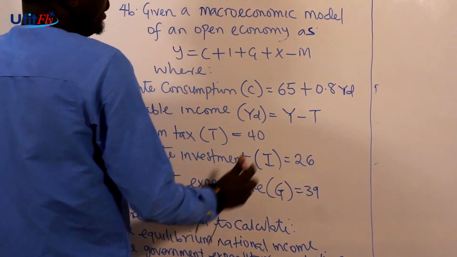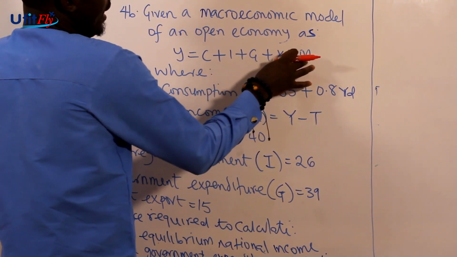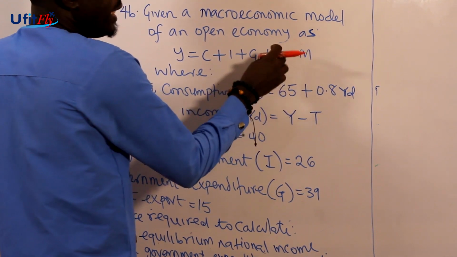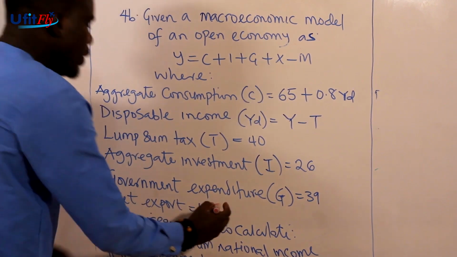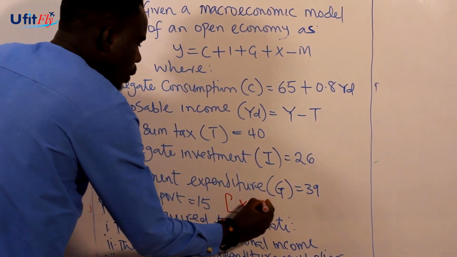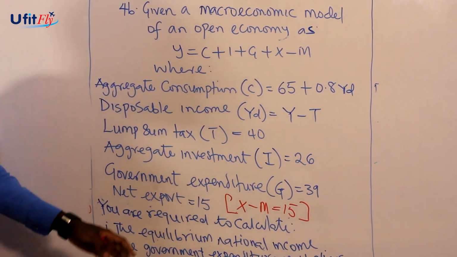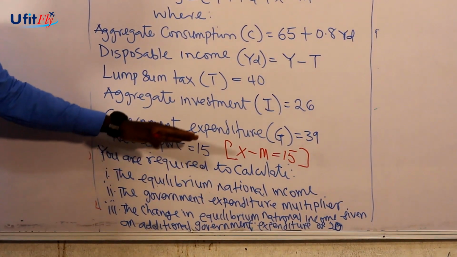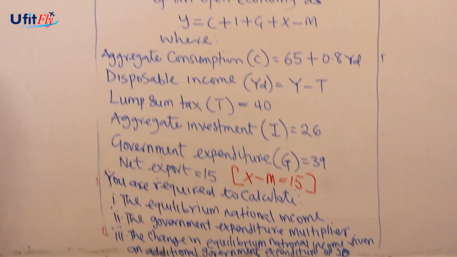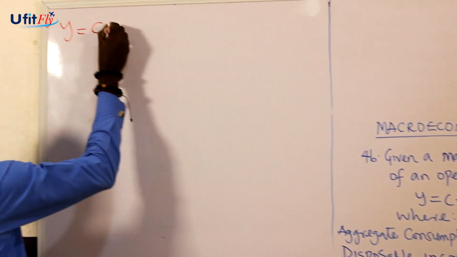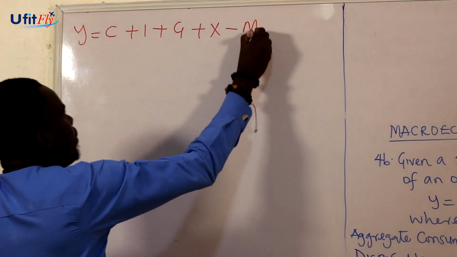Net export is X minus M. X represents export, M import. So the difference between export and import represents net export. We have been told from the question that net export, X minus M, is 15. Then we are required to insert each of these values into the aggregate equation. How do we go about it? Y equals C plus I plus G plus X minus M.